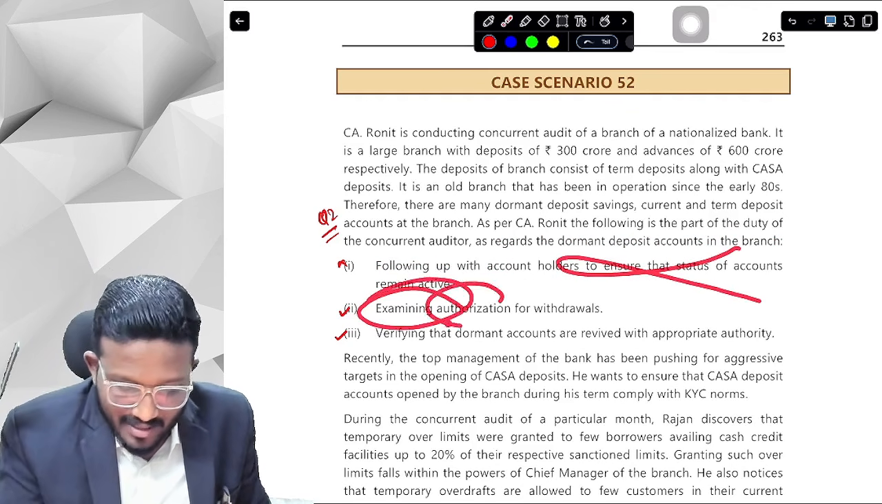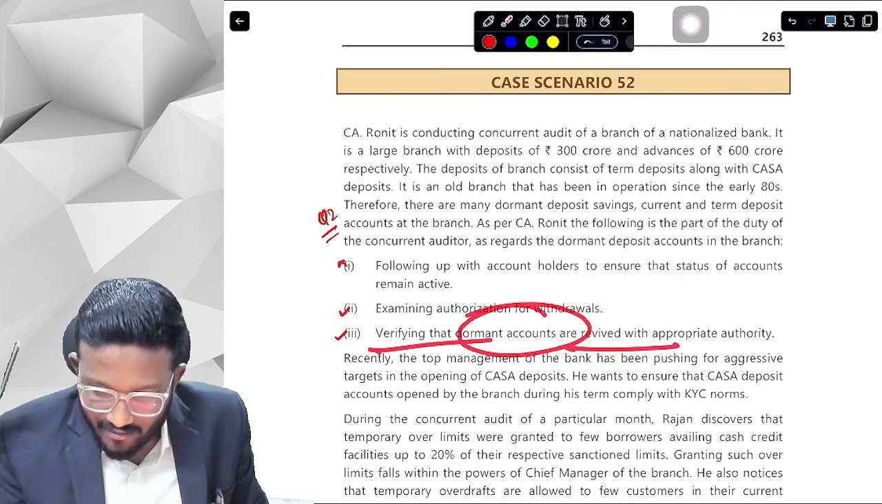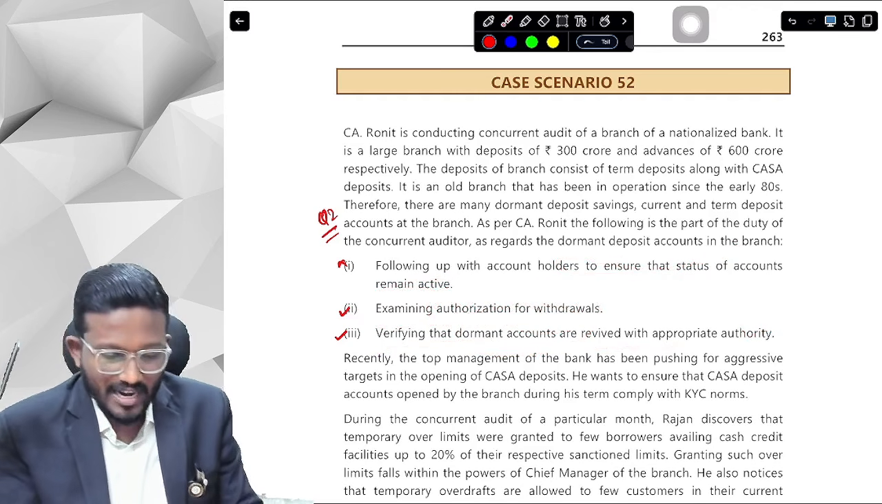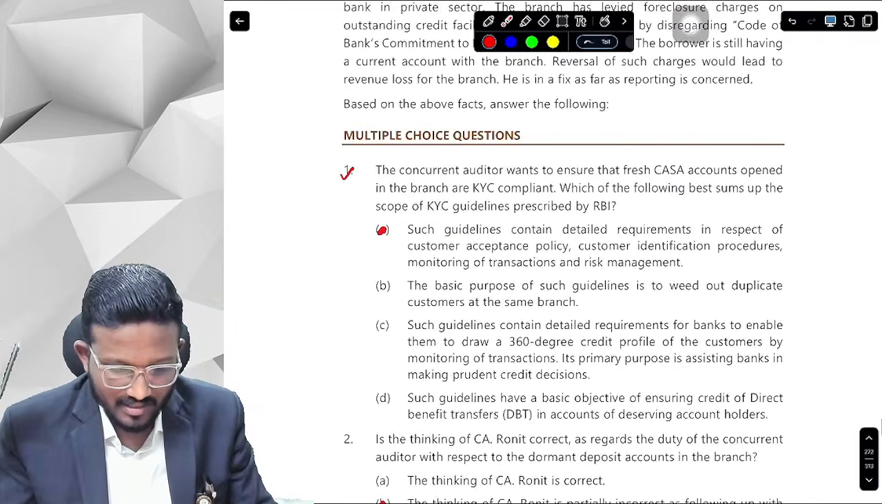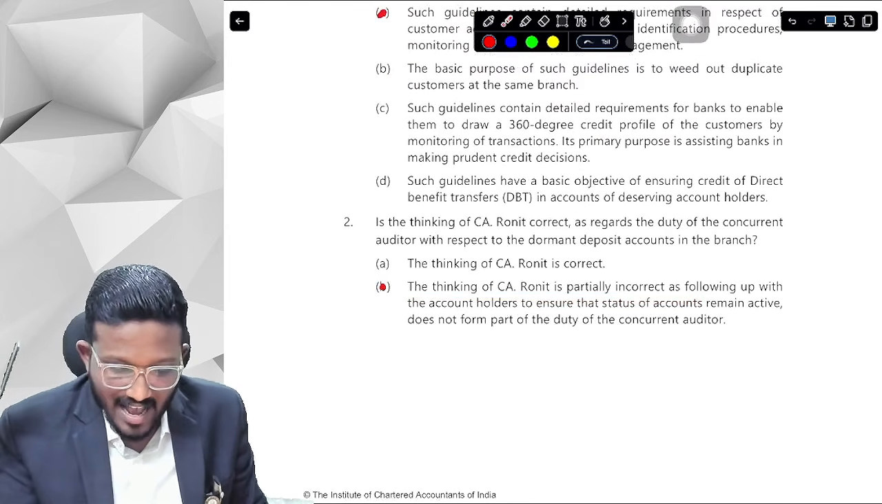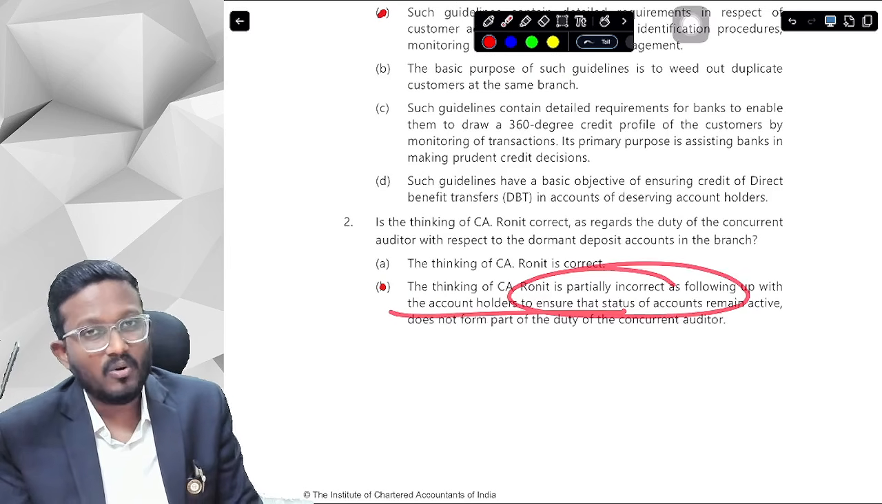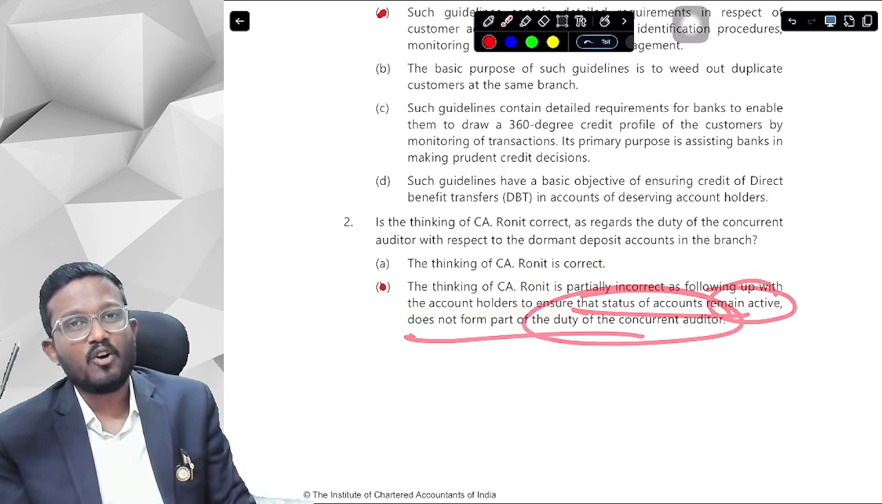Second, we need to examine the authorization for withdrawal. Yes, we need to examine. We need to verify that dormant accounts are revived with appropriate authority. Yes, we have to do that. So we have to perform 2 or 3 procedures. Okay, yes sir. So here it is saying that Ronit's thinking is partially incorrect, as following up with the account holders to ensure that the account remains active is not the duty of the concurrent auditor.